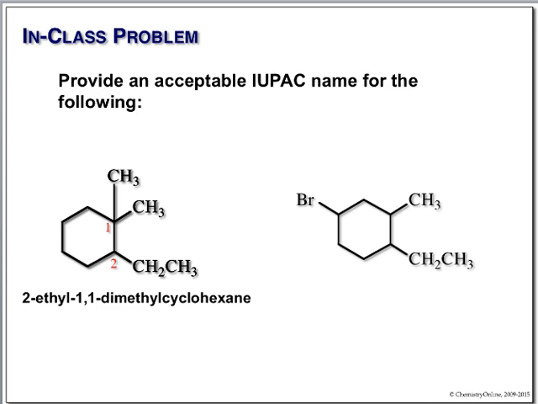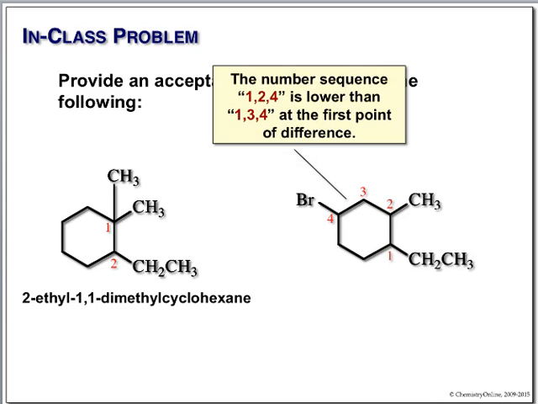Look at the numbering here. Alphabetically, bromine would win, wouldn't it? But if we let bromine be carbon 1, then we would have substituents at 1, 3, and 4. If we let ethyl be number 1, we would have substituents at 1, 2 and 4. This is the proper sequence. 1, 2, 4 is a lower sequence than 1, 3, 4.